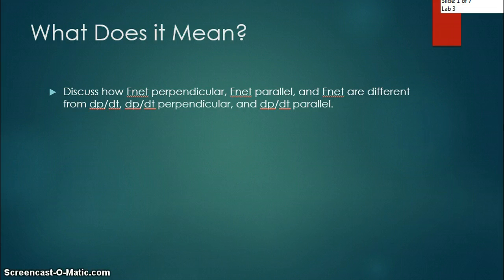From our fundamental equations, we know F net and dp/dt are equal to each other. F net equals F net parallel plus F net perpendicular. From Newton's second law, we know F net equals mass times acceleration. dp/dt equals dp/dt parallel plus dp/dt perpendicular. From the momentum principle, we know that F net equals mass times change in velocity over change in time, which also equals mass times acceleration. Because they both end up equaling mass times acceleration, they must be equal to each other, and therefore their parallel and perpendicular components must be equal as well.